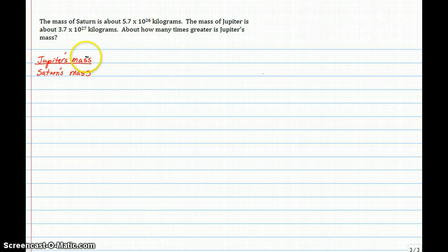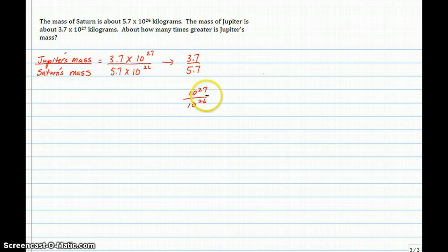All right. So Jupiter's mass is 3.7 times 10 to the 27th. And Saturn's mass, again, make sure you have these labels out in front. It's very, very important. And Saturn's mass is 5.7 times 10 to the 26. Now again, you're going to do 3.7 divided by 5.7, but I wouldn't start with that. Let's start with what's really easy, 10 to the 27th divided by 10 to the 26. Well, you're going to be left with 10 in the numerator, so 10 to the first.